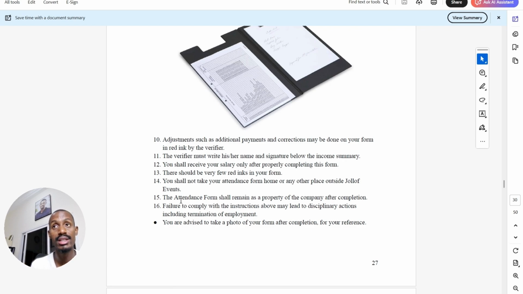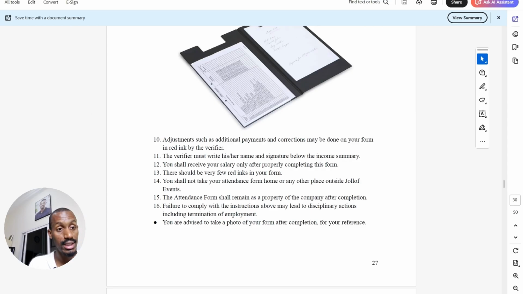Even after filling it, if you give it back to Jollof events, that means that you are not going to see it again, because it is what Jollof events is going to use to pay you and for record keeping as well. The attendance forms remain the property of the company after completion. Failure to comply with the instruction above may lead to disciplinary action, including termination of employment.